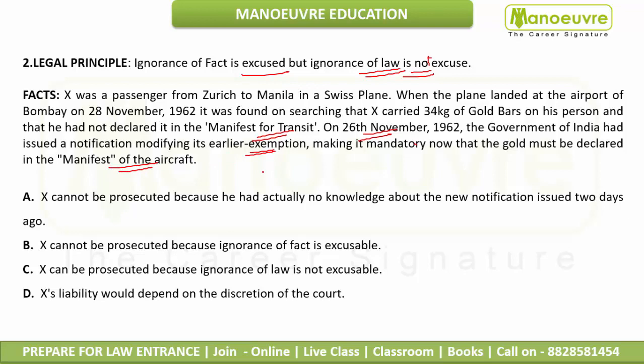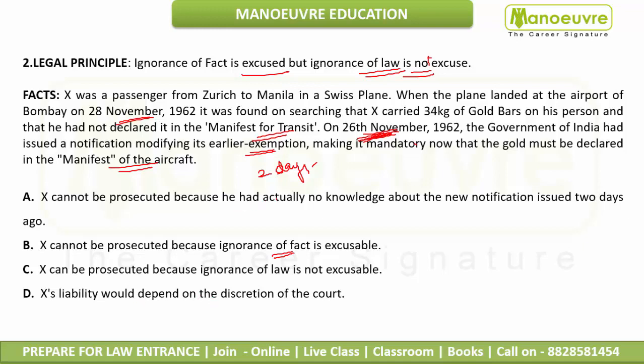aircraft. Now, there is a difference of only 2 days, correct? Because on 26th, there was a change in the notification, correct? The government has issued this amendment, and on 28th, this thing has actually happened. Now let's see what are the options. X cannot be prosecuted because he had no knowledge. He actually had no knowledge about the new notification issued 2 days ago. X cannot be prosecuted because ignorance of fact is excusable. X can be prosecuted because ignorance of law is not excusable. X's liability would depend on the discretion of the court.